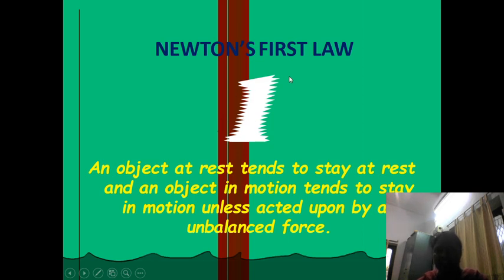Now the definition of this first law goes like this: an object at rest tends to stay at rest, and an object in motion tends to stay in motion unless acted upon by an unbalanced force. It means that any object or body which is at rest will continue to stay at rest, and a body which is moving will stay in motion until and unless some other external force is applied on it to make it stop or to make it move. So here comes the term force. Force is required for any object to stop or to move.